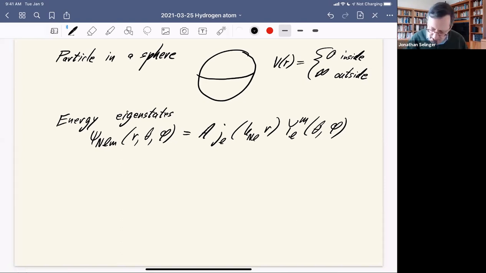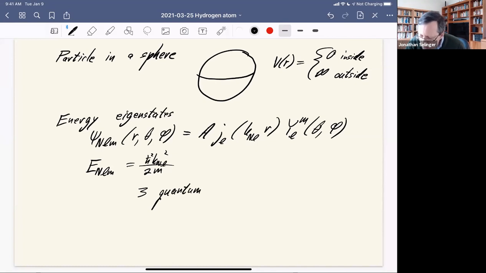This thing goes with an energy, right? This state has an energy E sub n l m, which is h bar squared times k_nl squared over 2m. And the k is this complicated expression in terms of where a Bessel function equals zero. But the main thing to notice here is that there are, again, three quantum numbers going along with the three dimensions. And here they are n, l, and m.